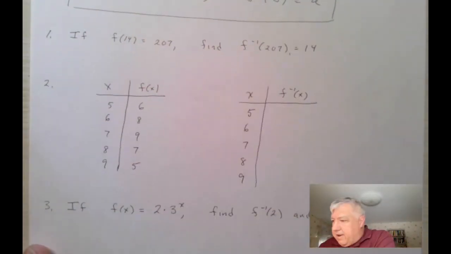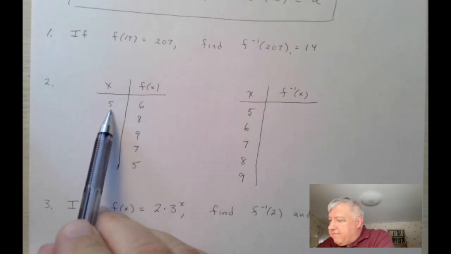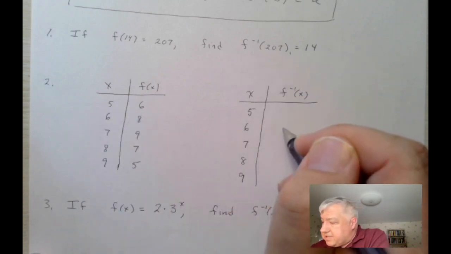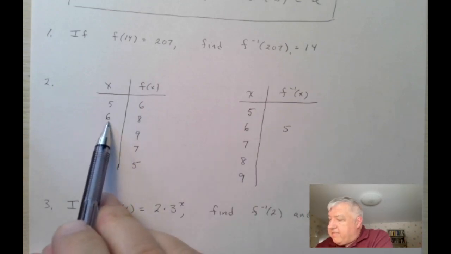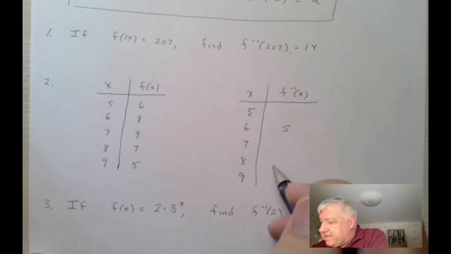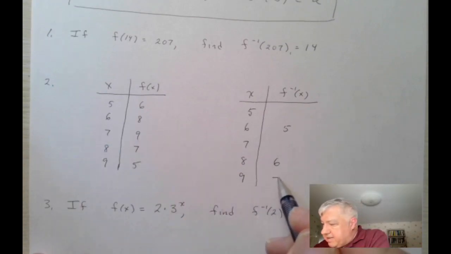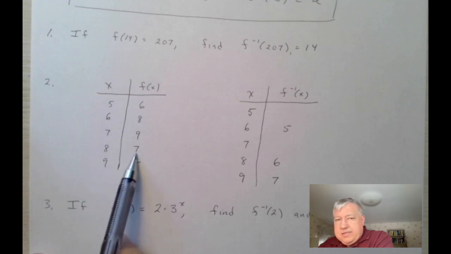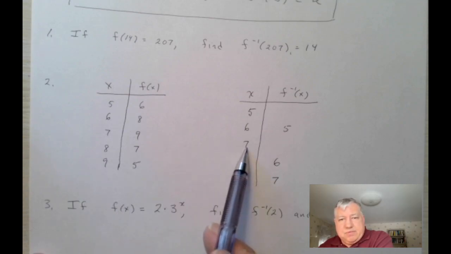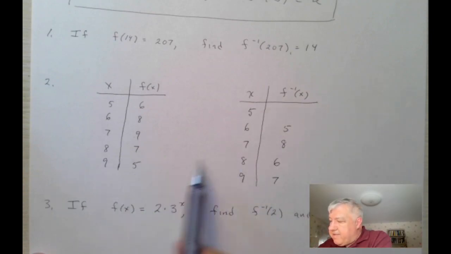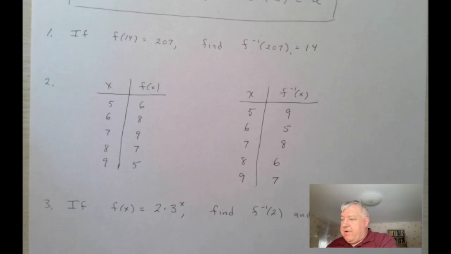This says here are the values of x. F of 5 is 6, so that means f inverse of 6 is 5. F of 6 is 8, so f inverse of 8 is 6. F of 7 is 9, so f inverse of 9 is 7. F of 8 is 7, so f inverse of 7 is 8. And if f of 9 is 5, then f inverse of 5 is 9. So everything is reversed. Okay.